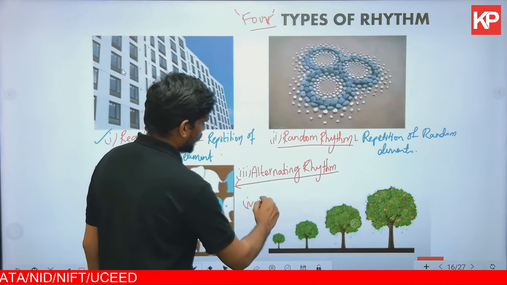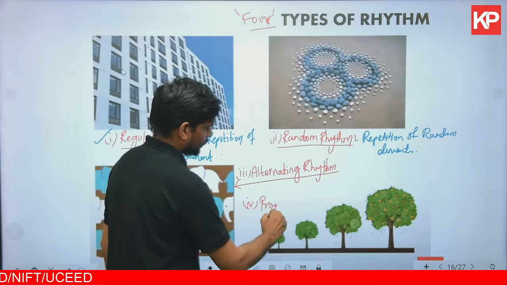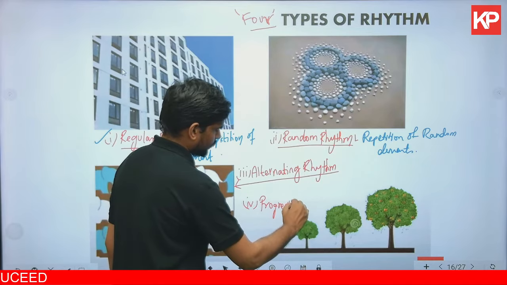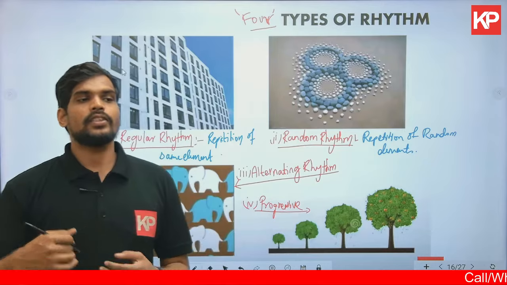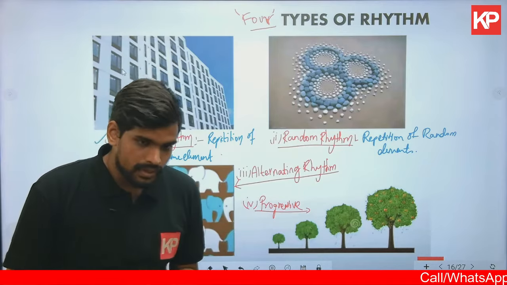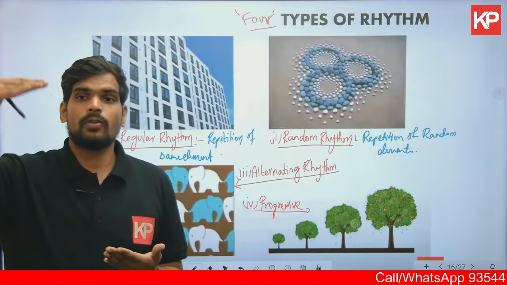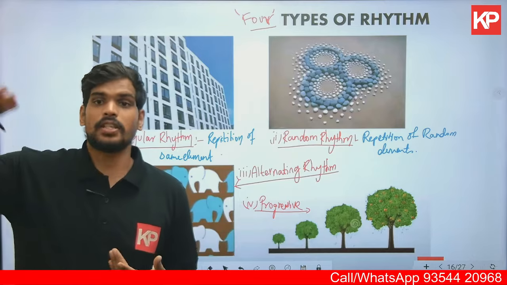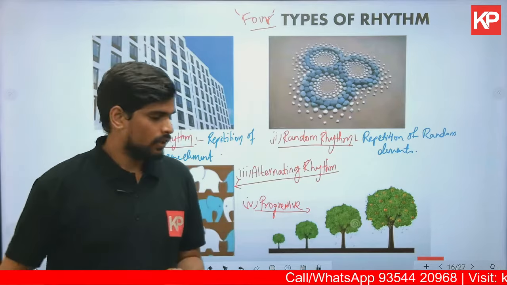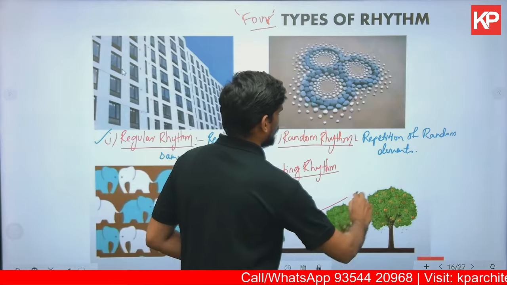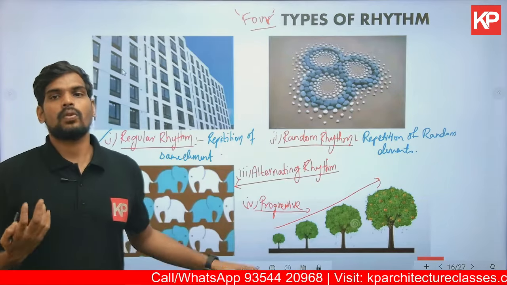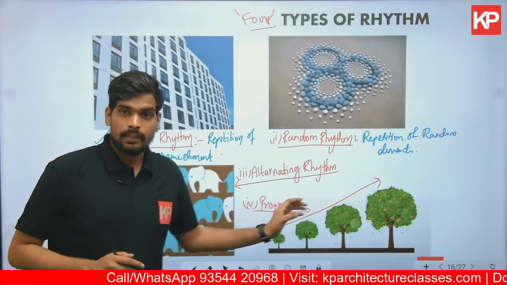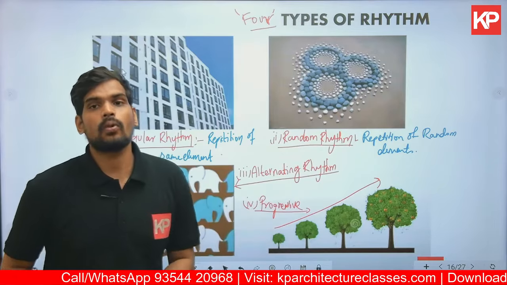Fourth and final type of rhythm is progressive rhythm. What is progressive? You progress in your school, right? So you start with first class, then you go to second class, third, fourth, fifth, and so on till 10th. Progression is nothing but growth. So progressive rhythm is where there should be a trend, a growing trend or a reducing trend. So that is progressive, repeating of trees but repeating with a growth. So that is progressive rhythm.